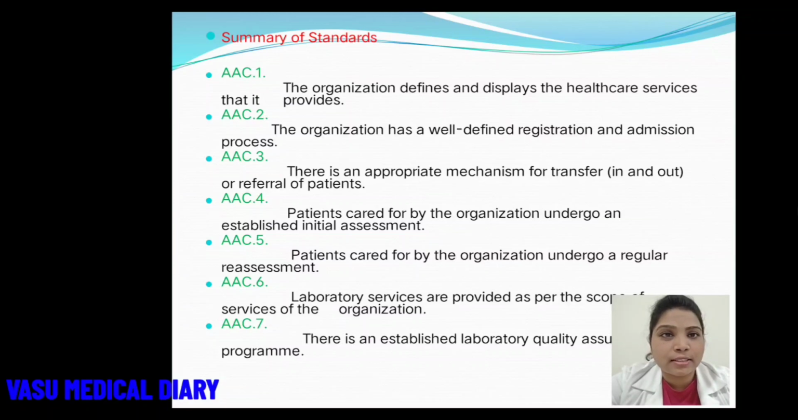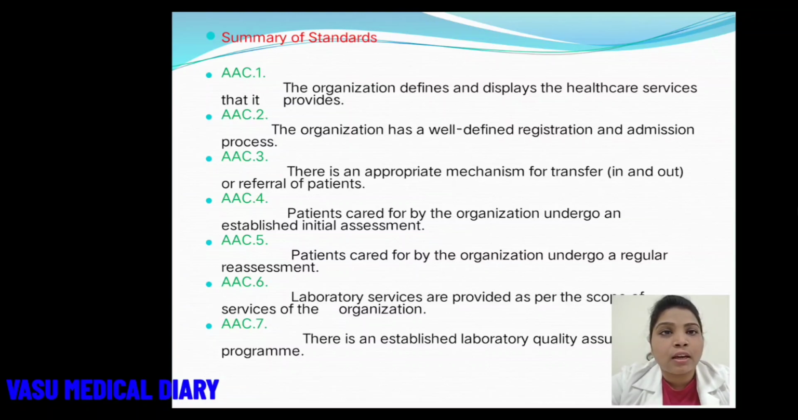The summary of standards says AAC 1 is that the organization defines and displays the health services that it provides. For example, any hospital should have the list of its scope of services. When the patient comes into the hospital, at the reception itself they should know what services are available and what are not. For example, if you have only general medicine and general surgery, you have to mention that only these services are available. If gynecology is not available, state it, so that they will not wait there and waste their time. This is the main purpose. You should display all the scope of services available in your hospital.